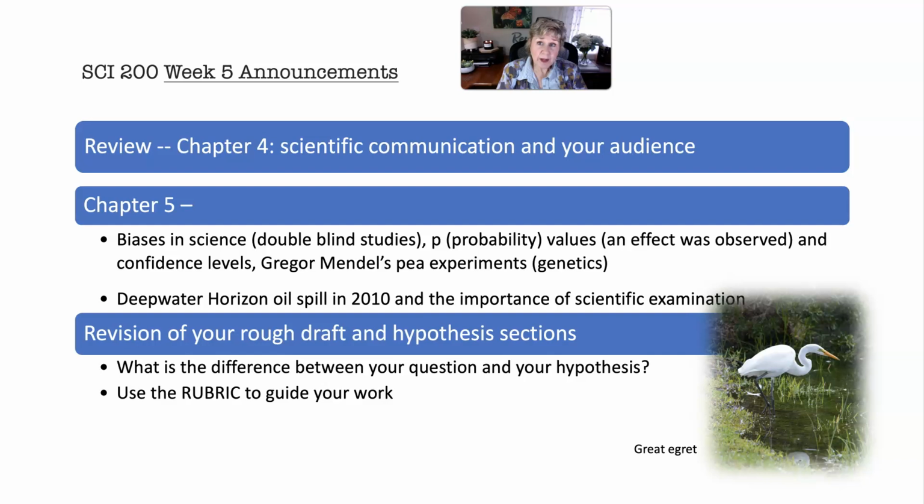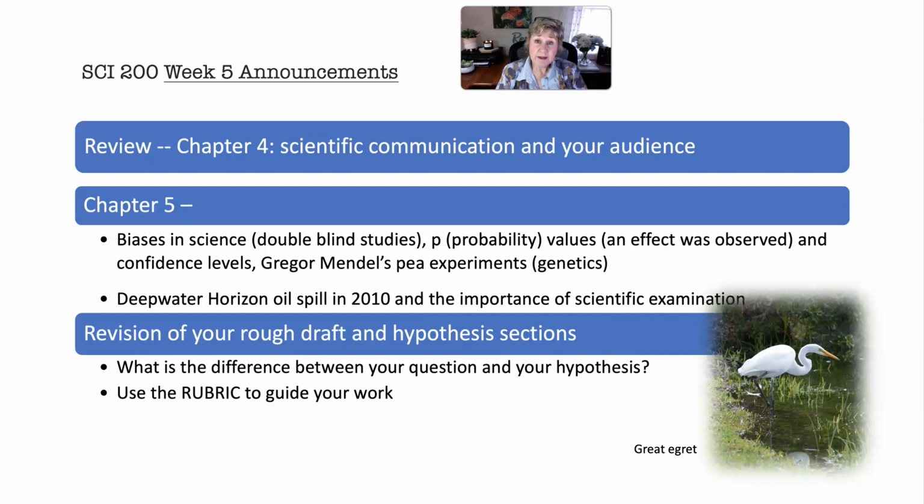Let's talk a little bit about what we learned last week. Last week you learned about scientific communication. There are all different ways that science is communicated, everything from news articles to journal articles to talks that are given at professional meetings to information that's provided by scientists through TED Talks and everything else. So there are lots and lots of ways that science is communicated.